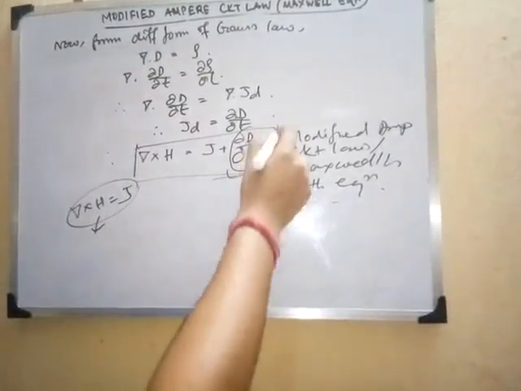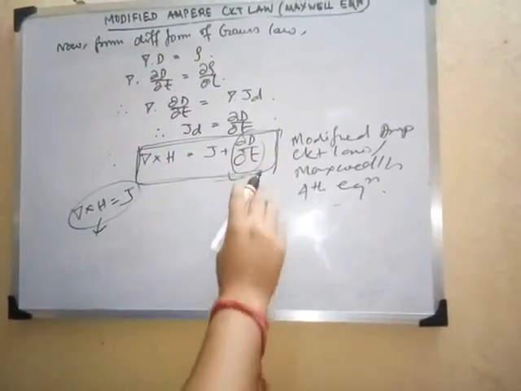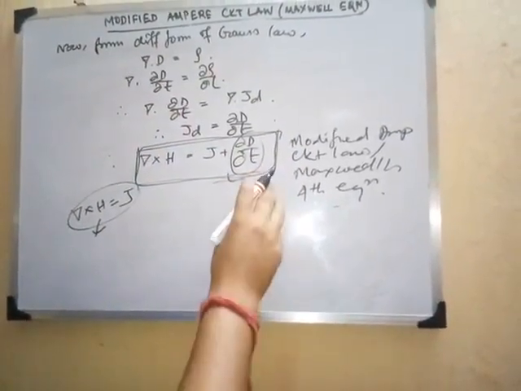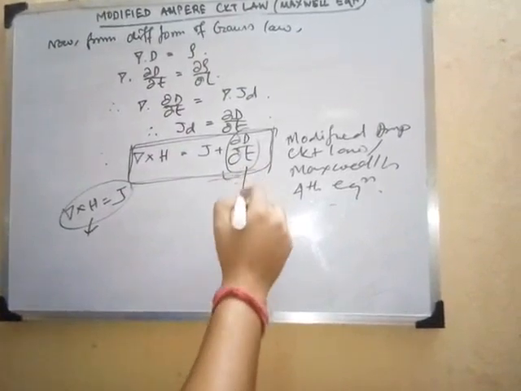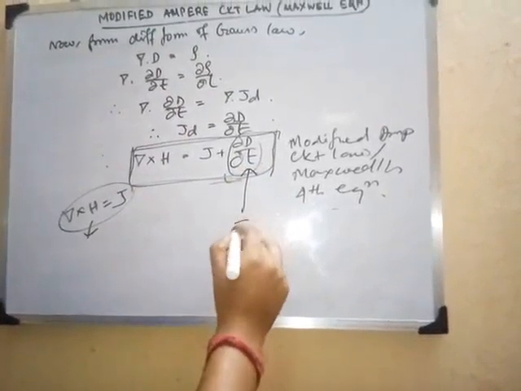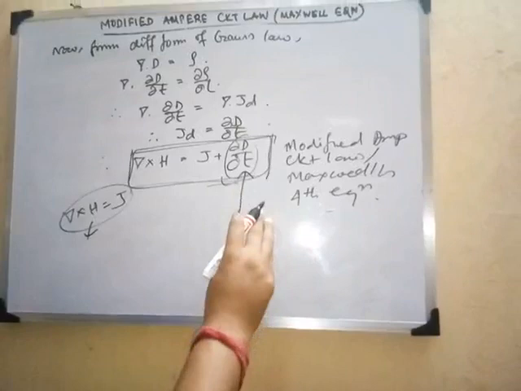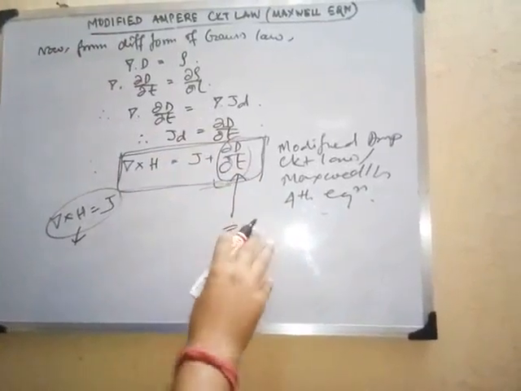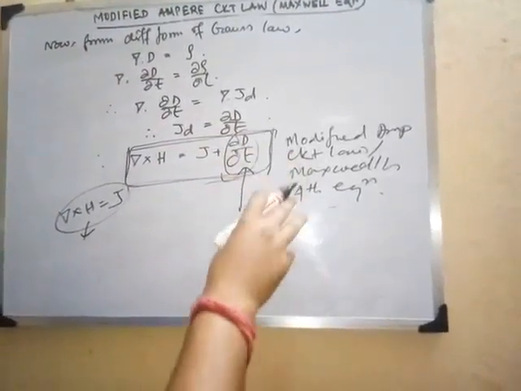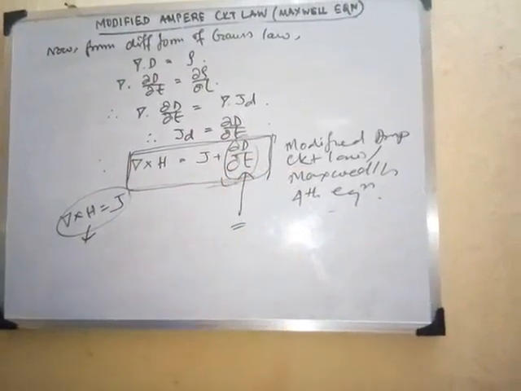So this is the generalized form of Ampere circuit law, or certainly we can call it the modified Ampere circuit law. And within this law, this part is the contribution of Maxwell, and that is the reason why this Ampere circuit law is also known as one of the Maxwell equations, because of this contribution, right?